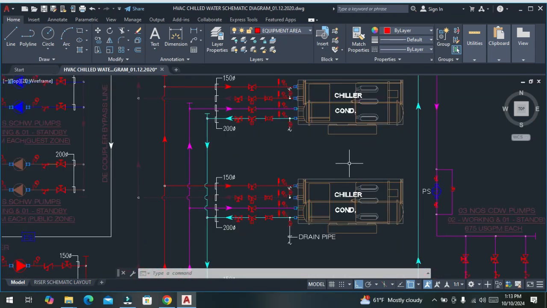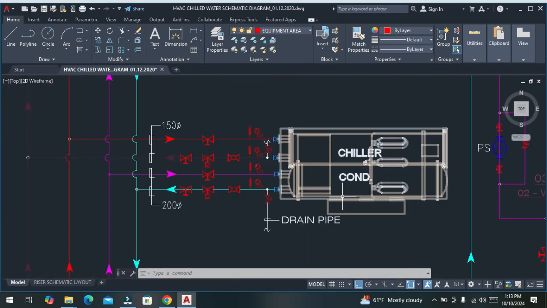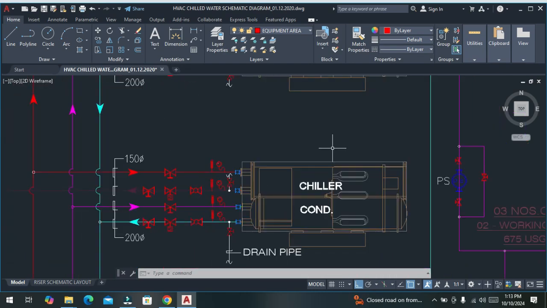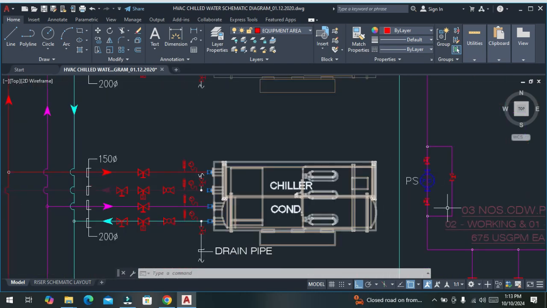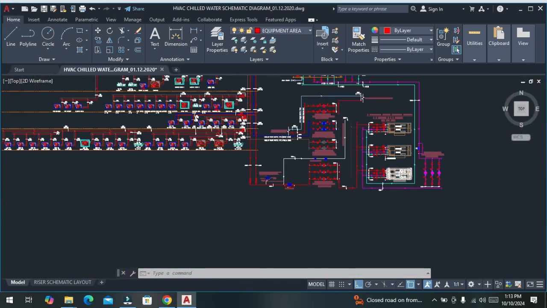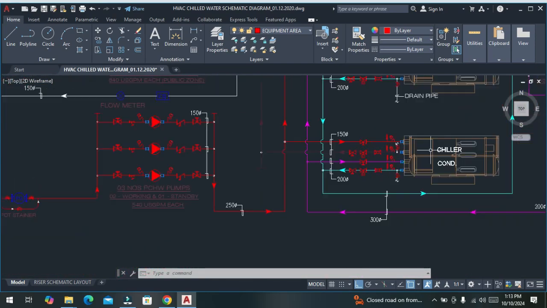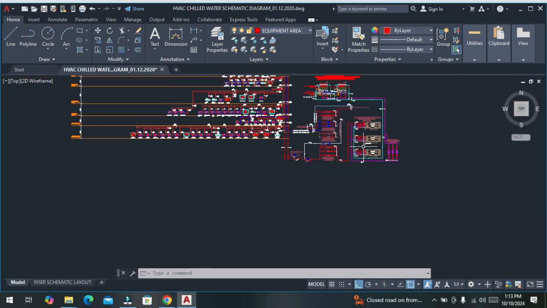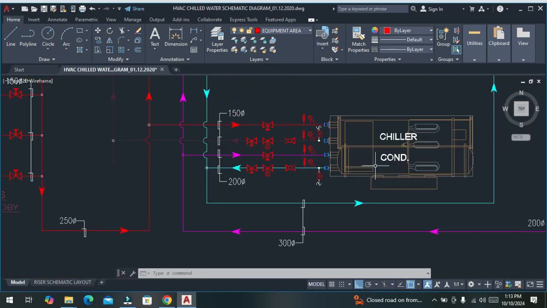In this video, we'll discuss how the condenser of the chiller actually works. In the previous video, we already discussed the evaporator section and its piping, and the pumps used in the evaporator lines. Now, in this video, we'll focus on the condenser side.